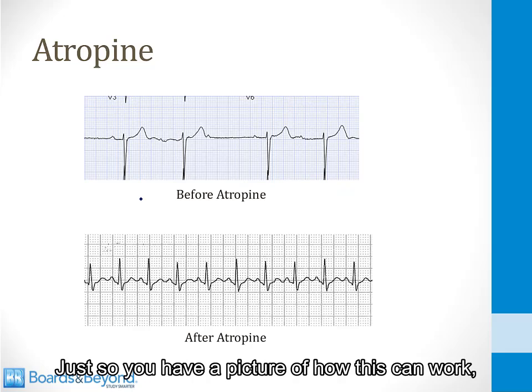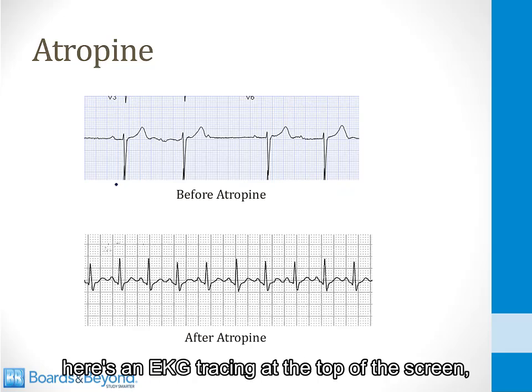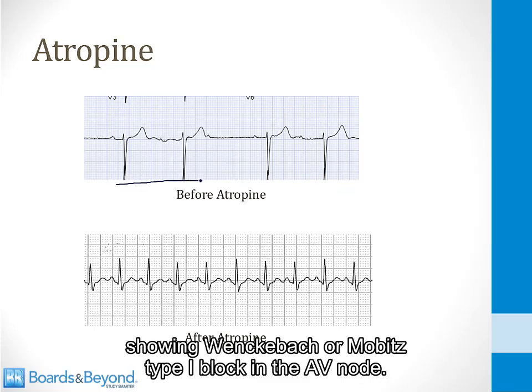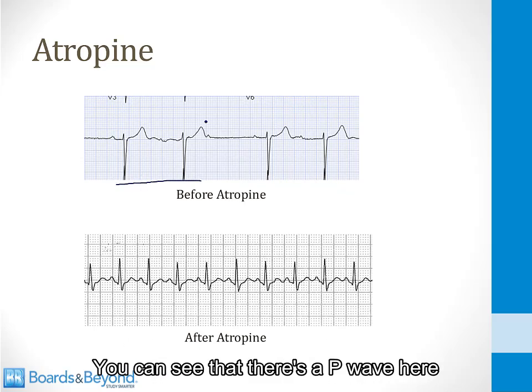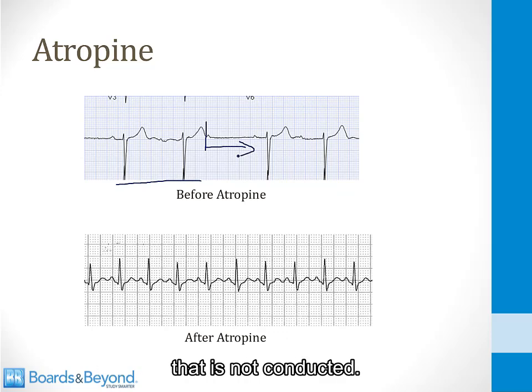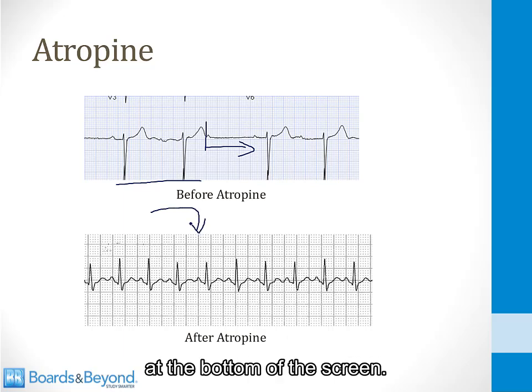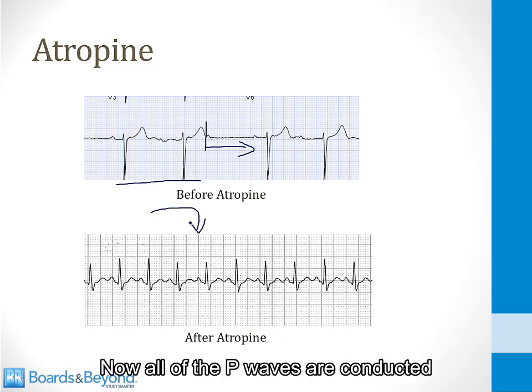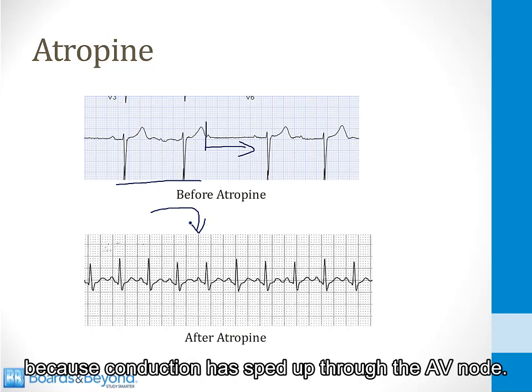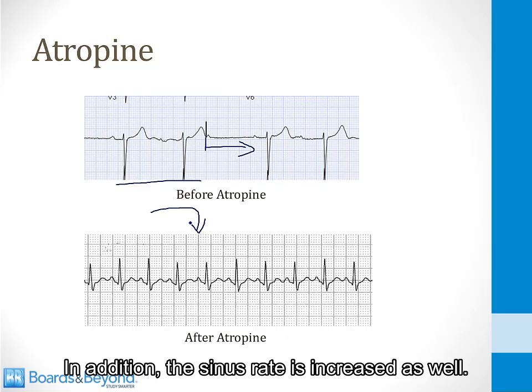Just so you have a picture of how this can work, here's an EKG tracing at the top of the screen showing Wenckebach or Mobitz type 1 block in the AV node. You can see that there's a P wave here that is not conducted. After atropine is administered, you will get something like the EKG tracing at the bottom of the screen. Now all of the P waves are conducted because conduction has sped up through the AV node. In addition, the sinus rate is increased as well.